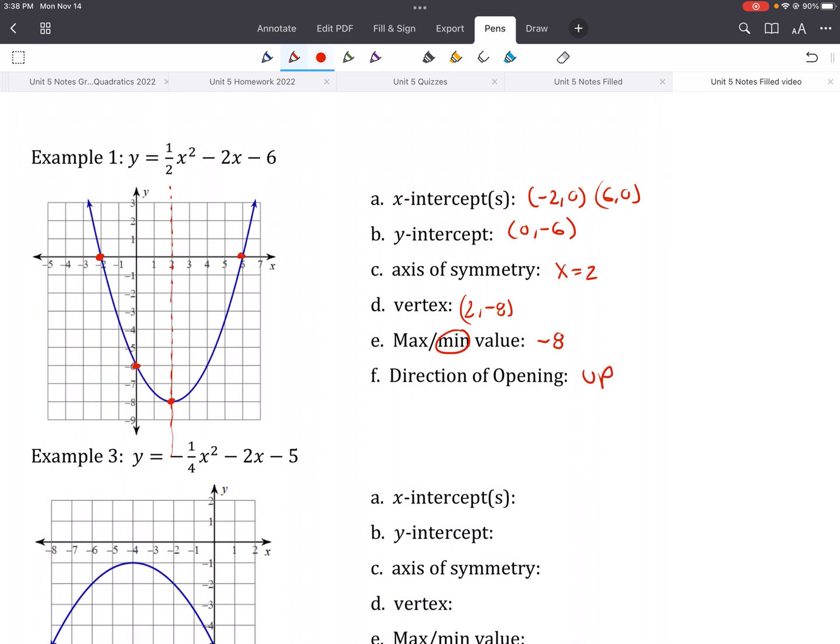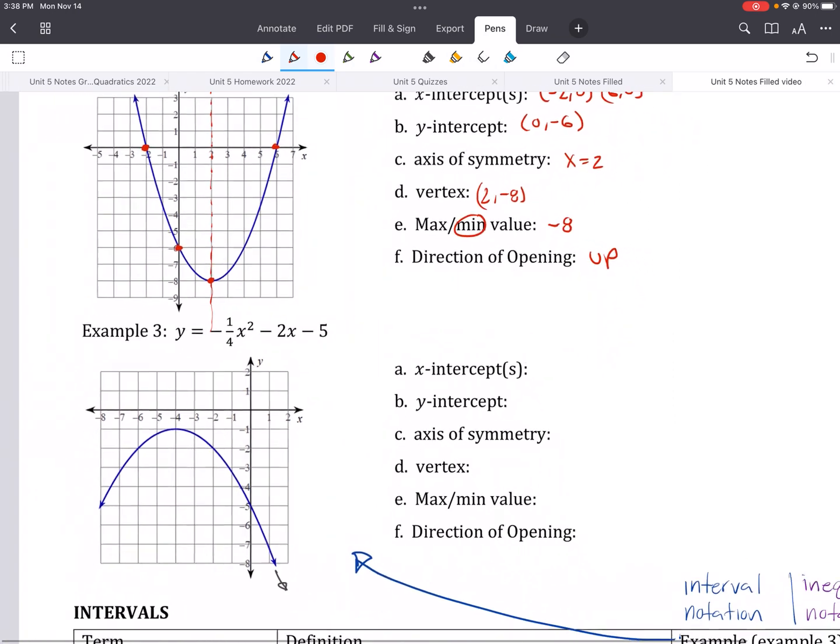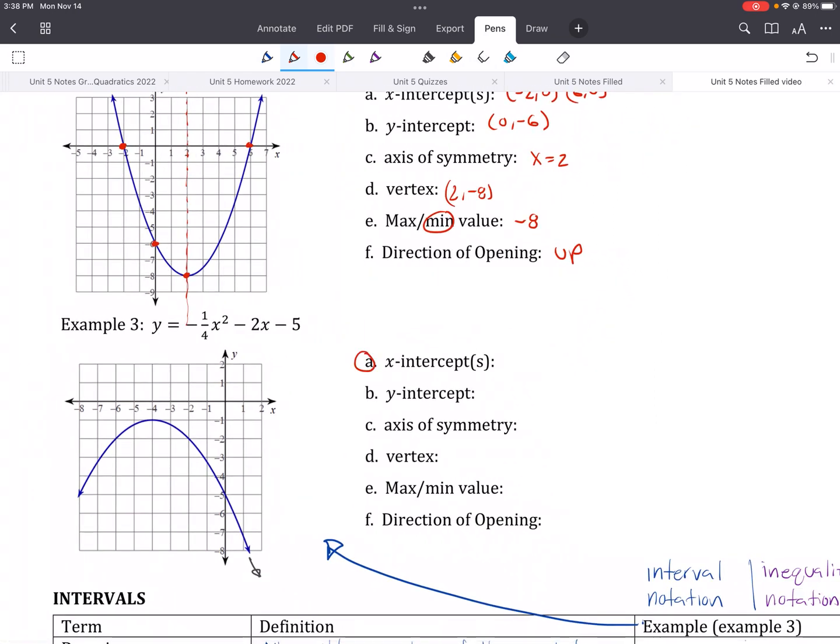Okay? For example 3, we're just going to talk about A. So x-intercepts, what are the x-intercepts for example 3? And hopefully you'd say, Mr. Warner, there aren't any. And that would be correct. We could say none, or NA. There are no x-intercepts. And again, if we had solutions, these would be imaginary solutions if we were to graph or solve this equation. Okay.